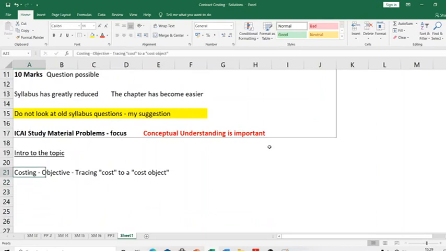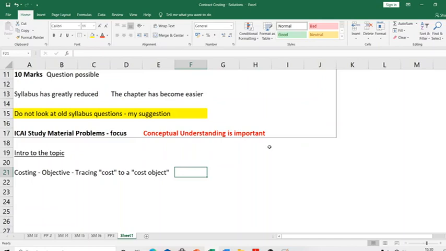What is the objective of the costing system? To trace cost to a cost object. So in that lecture, we also understood what we mean by cost object. Anything for which you want to collect cost is called a cost object. It could be a product, it could be a service activity, it could be a certain division in your company, it could be a certain department, or a branch of a company, or one factory, it could be virtually anything, right? So anything for which you want to collect cost, that is what is called the cost object.